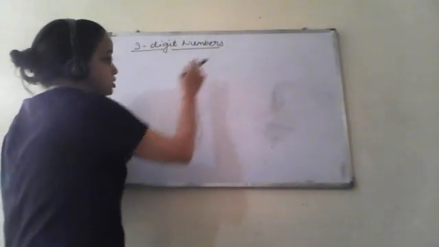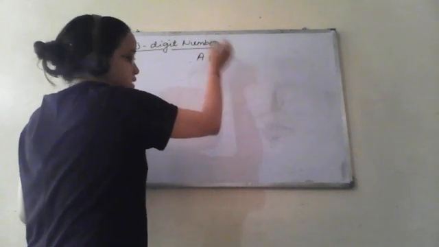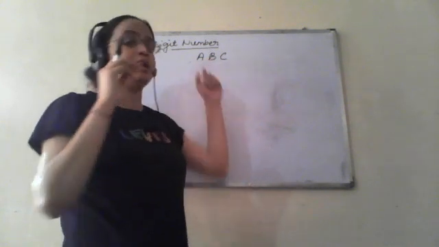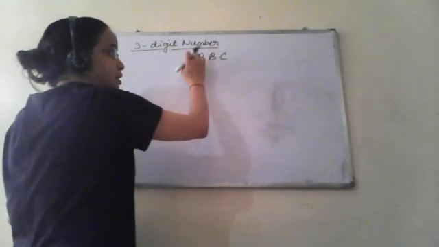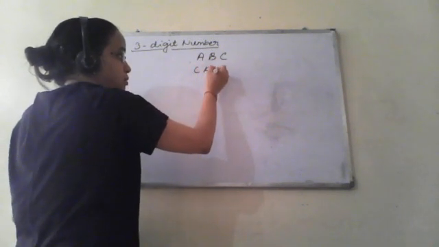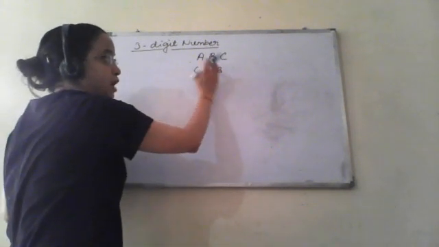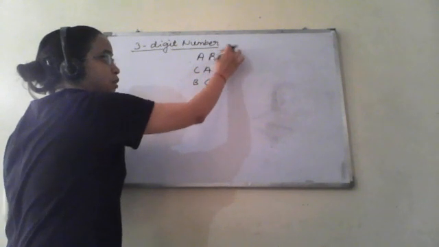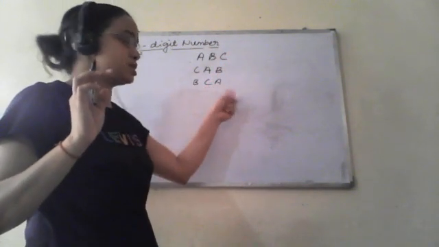So there is a three-digit number like A, B, C. Now I am interchanging their places. First I am putting C at the 100's place, so it will become C, A, B. Now I am putting B at the 100's place, so it will become B, C, A. Simply I am putting this here and shifting the other two digits. So these are three cases.